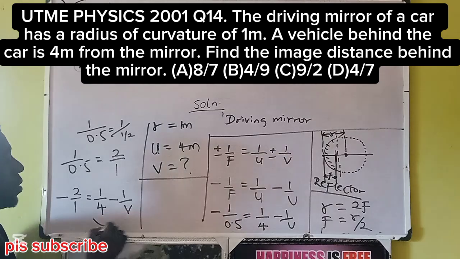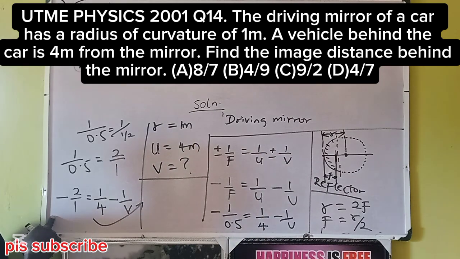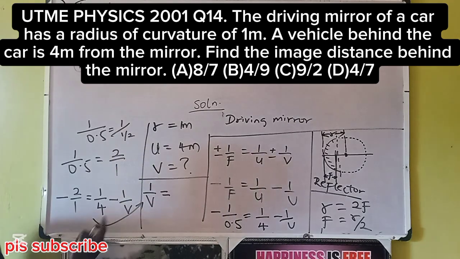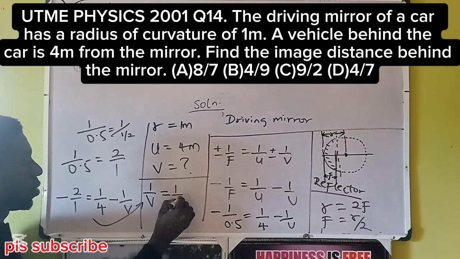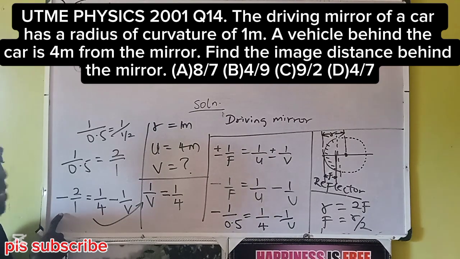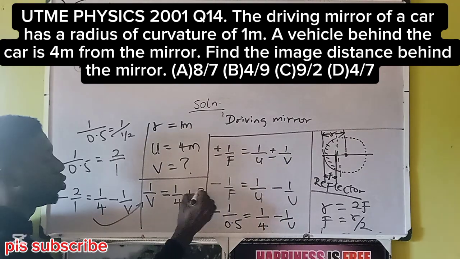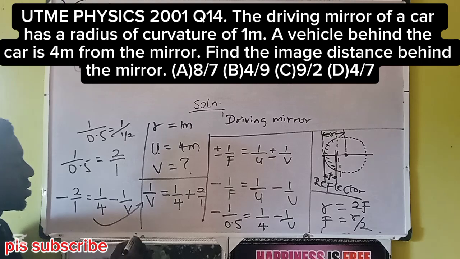Are we together? Let's continue. My target is 1 over V, so let me cross it to the other side. It becomes positive: 1 over V is equal to. Remember, I crossed 1 over V, but this one wasn't crossed. It maintains its position, 1 over 4. Then this one will come over there, and the minus will change to plus, plus 2 over 1.